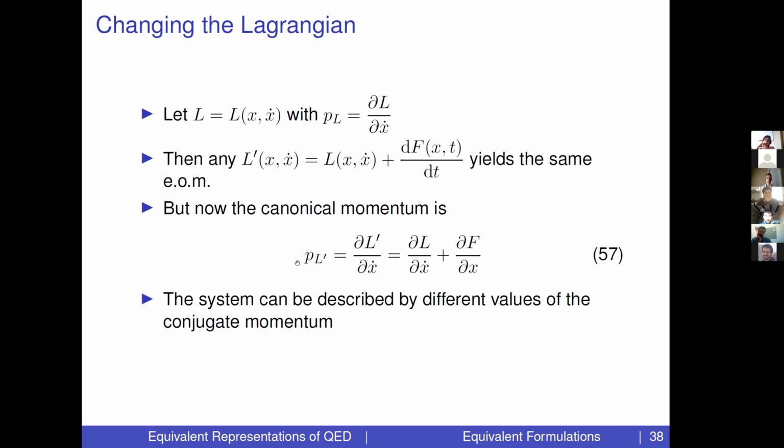So what now is the canonical momentum? We want to find the canonical momentum with respect to the Lagrangian L prime, and by definition it is just this. We can also write this in terms of the old Lagrangian, and this is just the old canonical momentum plus a correction term, which is the derivative of f with respect to the generalized coordinate. Therefore, what it tells us now is that we have the same equations of motion, but we can describe the system in terms of different variables, different degrees of freedom, and here in particular different values of the conjugate momentum. This is some freedom that we have.